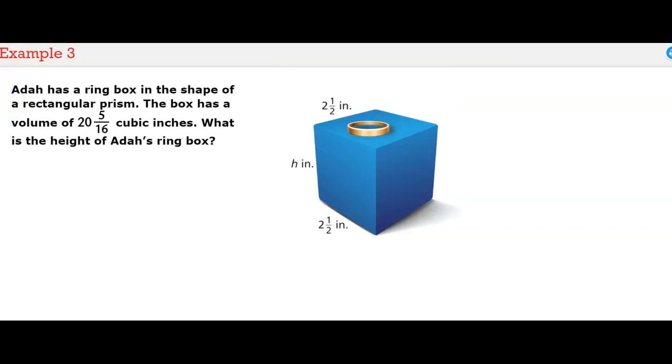Ada has a ring box in the shape of a rectangular prism. The box has a volume of 20 5/16 cubic inches. What is the height of Ada's ring box?